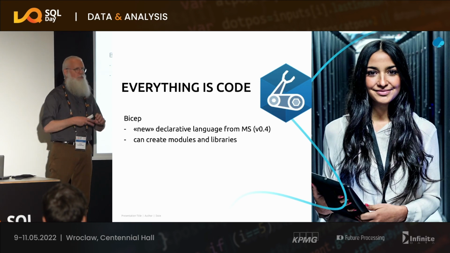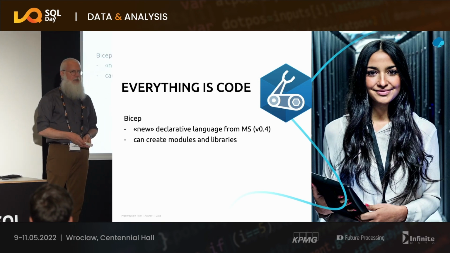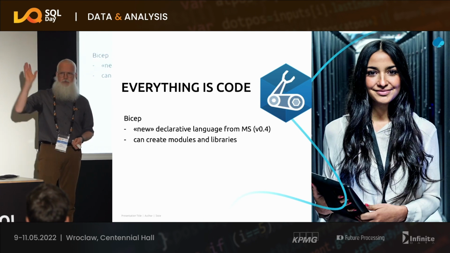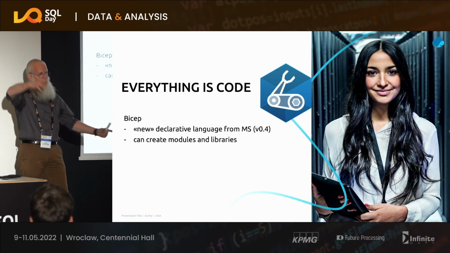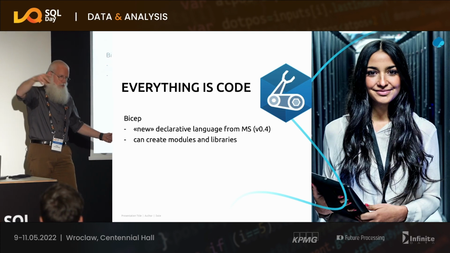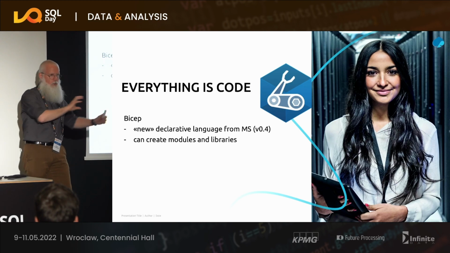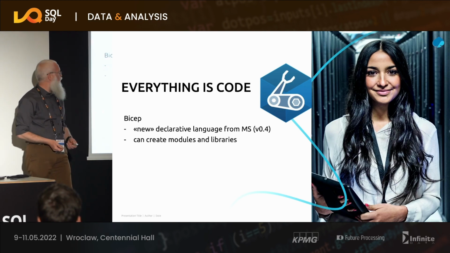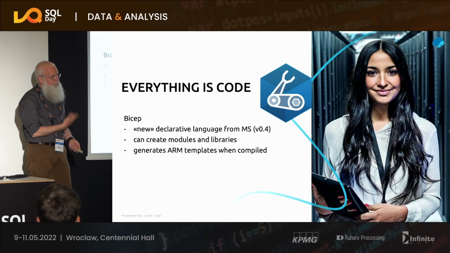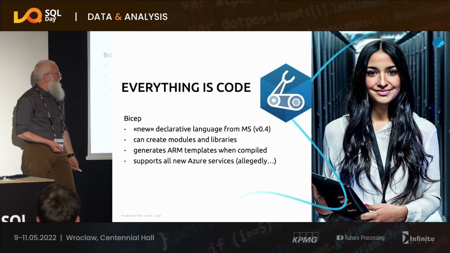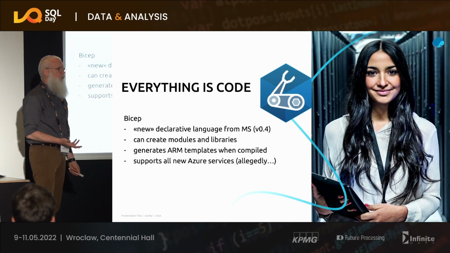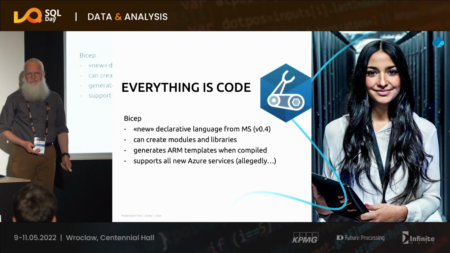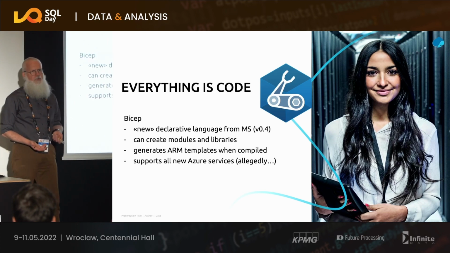Secondly, you can create modules and libraries, which means that you can take the whole cloud scale analytics scenario as one huge library, or you can dive into the different modules and pick the one that you want and then deploy them out in pipelines. And of course, this also generates ARM. And because it is Microsoft native, it should allegedly support all Azure services. Though because it is still 0.4, it's truth with modification.